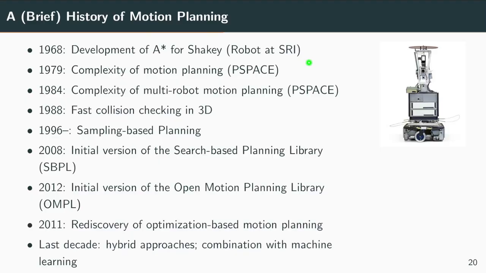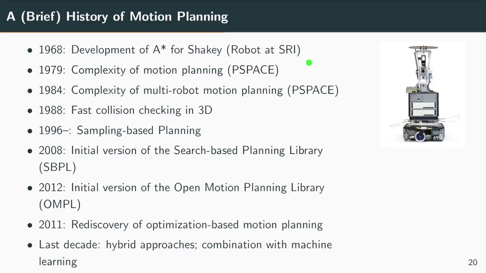Okay, so how did motion planning start? So that's maybe also interesting. So actually this algorithm A star is not that old. It was developed at this research institute in 1968. And then it kind of worked. It was a proof of concept, had a nice proof also back then.